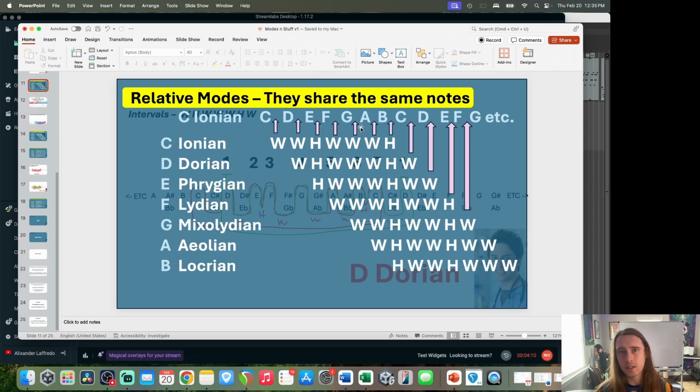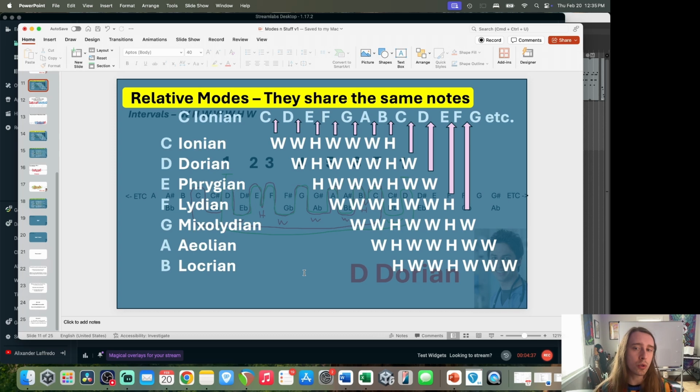E Phrygian, which is the 3rd mode, is E, F, G, A, B, C, D, E. F Lydian, so Lydian is the 4th mode, is F, G, A, B, C, D, E, F. G Mixolydian, which is the 5th mode, is G, A, B, C, D, E, F, G. A Aeolian, which is the 6th mode, and is also known as the minor scale, by the way, is A, B, C, D, E, F, G, A.